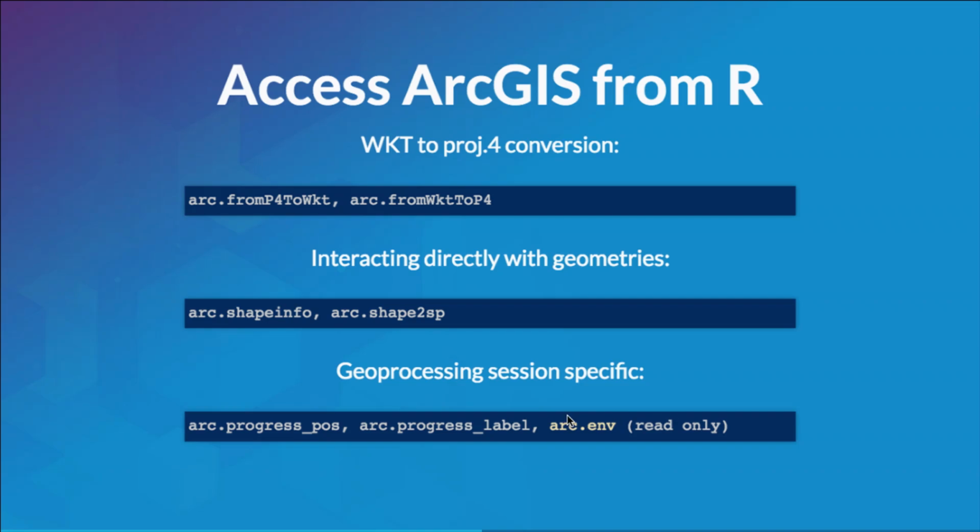You also can get access to the environment. If you've used Python before, you're probably familiar with the environment. Currently in the R context, that's only a read-only set of information, right? So you can get back the workspace, the extent. You can't modify the workspace and extent like you can in Python today, but it's something that we definitely have on the roadmap for a future part of this package.